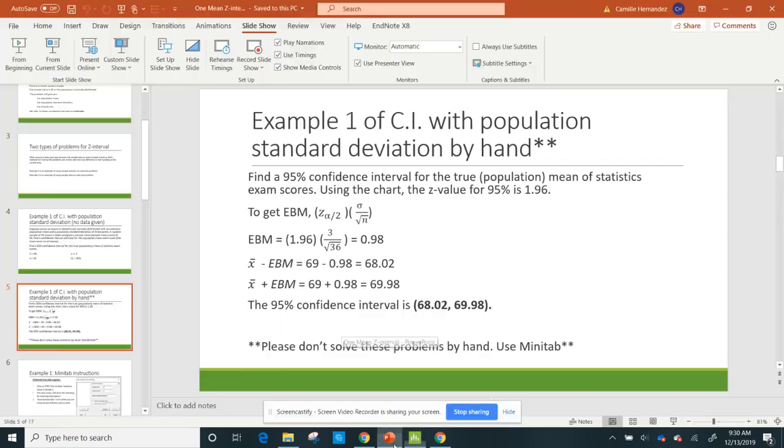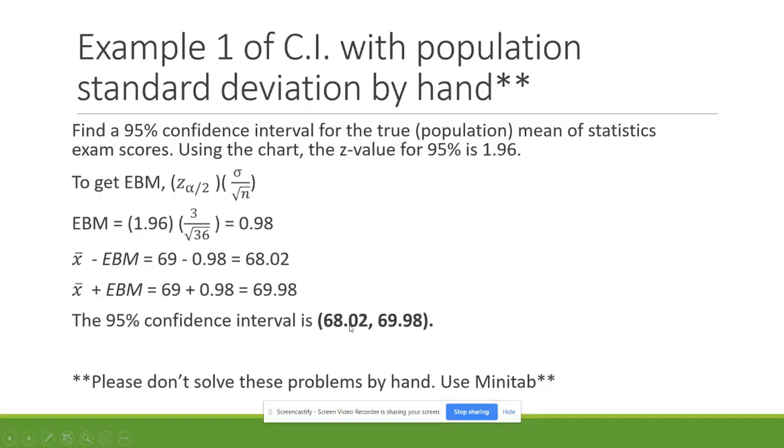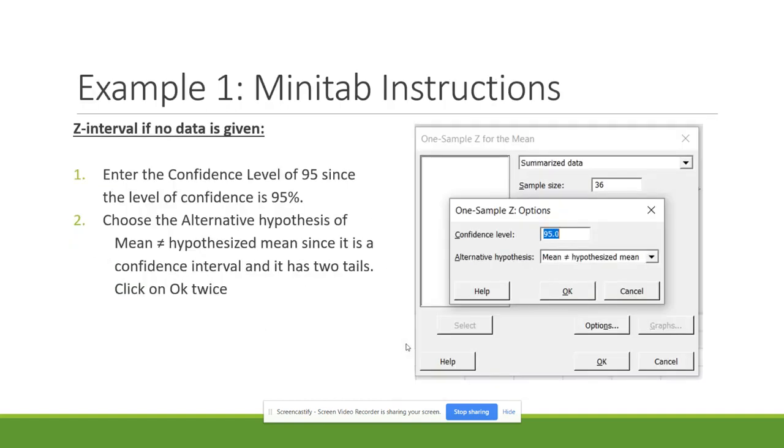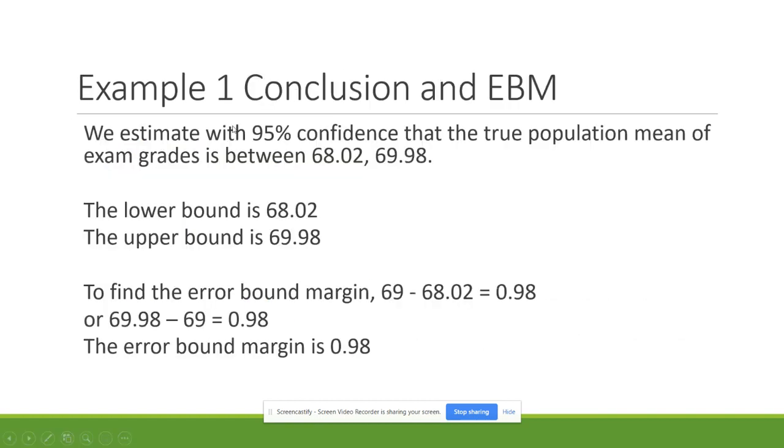So let me go back to my PowerPoint. And if I look here, it gives me basically the same thing that I got in Minitab. So let's interpret it. Here are the directions in the PowerPoint if you need them. I can estimate with 95% confidence that the true population mean of exam grades is between 68.02 and 69.98. Again, my lower bound is 68.02 and my upper bound is 69.98. So if I'm looking at ranges for the scores, I can say I'm 95% confident that the exam scores are going to fall between 68.02 and 69.98.